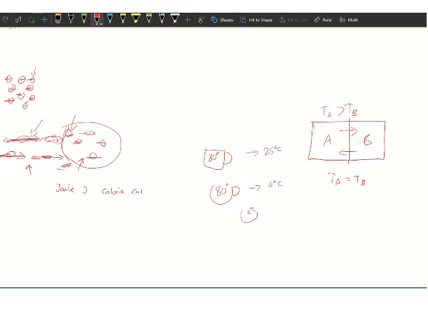Presumably there's no surrounding loss. So at that time, when the same amount of heat transferred from A is equivalent to the amount of heat transferred from B to A, that is when we say there's no net heat exchange. It's not that there's no heat exchange, it's only that there's no net heat exchange. So that is the state we call thermal equilibrium.